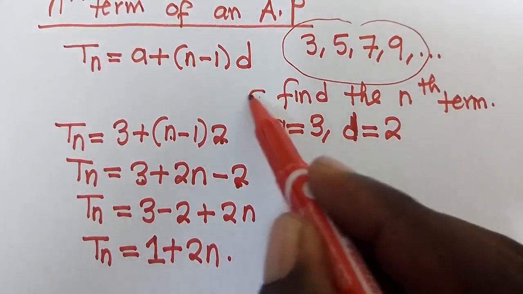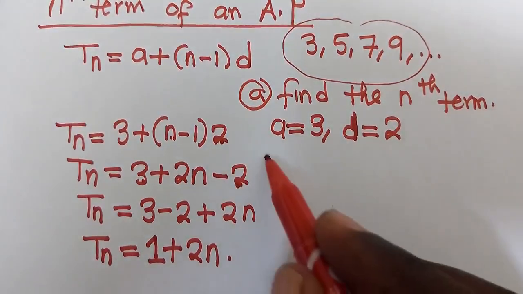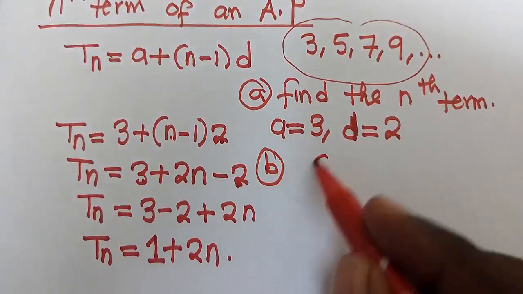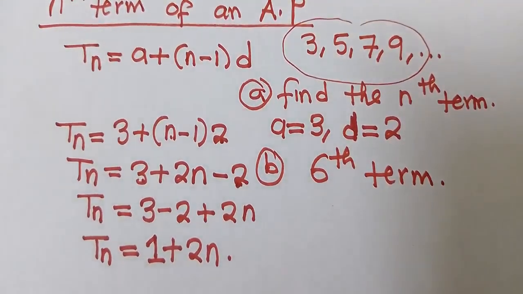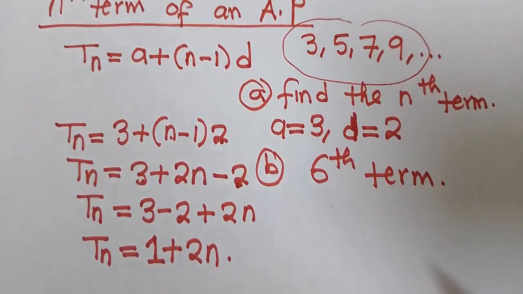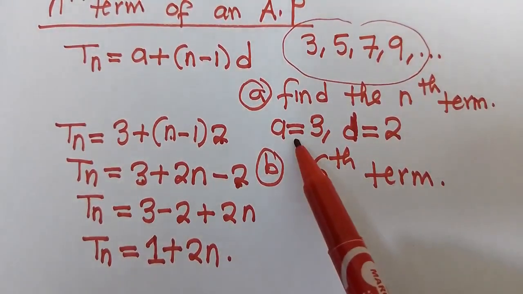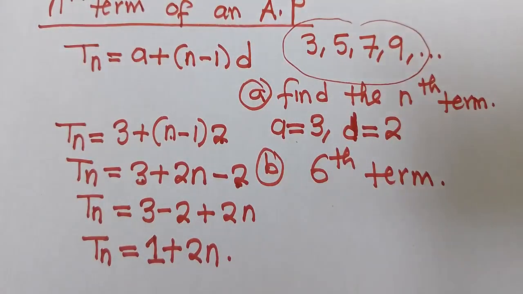So this was question A. Question B, what if you are told to find the 6th term? How can you find the 6th term? How can you predict the 6th term? As long as you've got the first term and the common difference, then you can find any nth term, as long as you've got these 2 things. Whenever these 2 things are given, it is very easy for you to answer such a question.